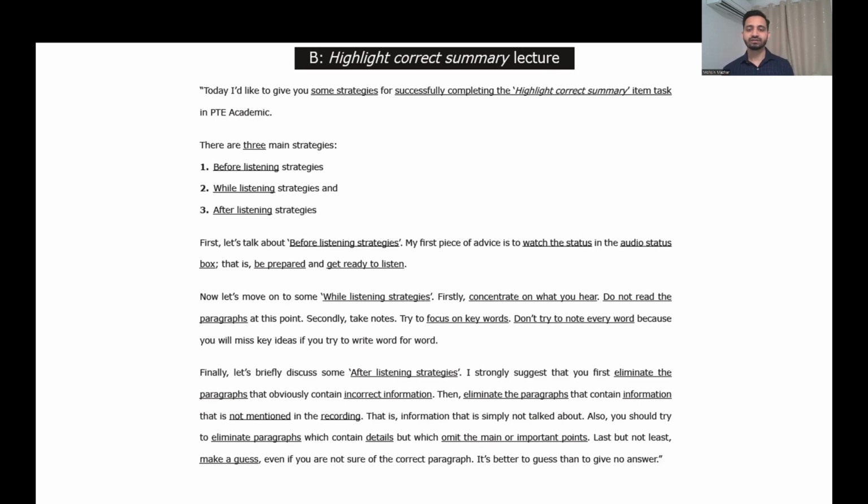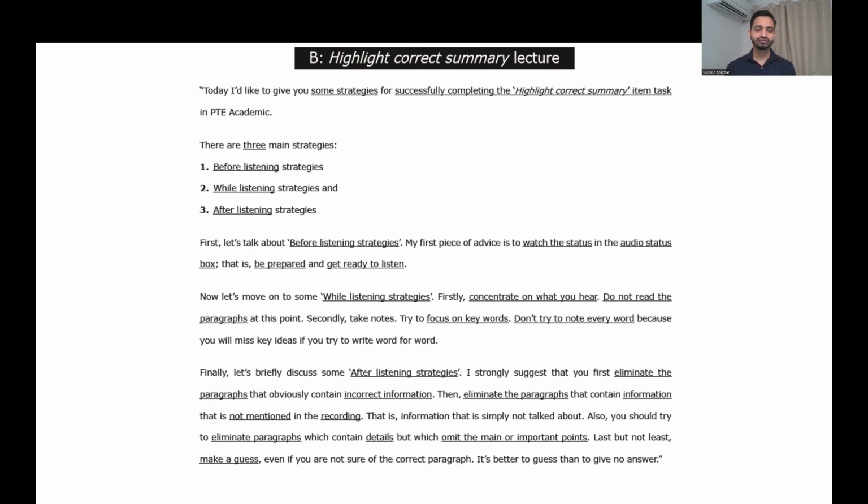Then eliminate the paragraphs that contain information that is not mentioned in the recording, okay? So you want to eliminate those options as well, where you see information that has not been mentioned in the recording. That is information that is simply not talked about.